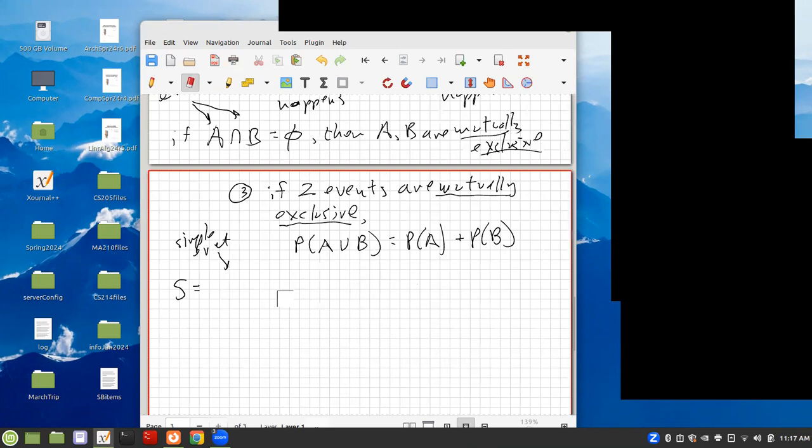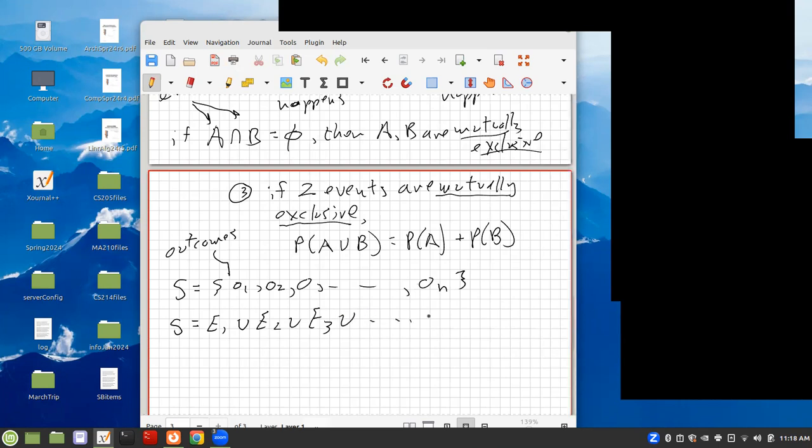Because events are subsets, the sample space is not a set of events. It's outcome one, outcome two, outcome three, up to outcome n. So for the coin, there'd be two. For the dice, there'd be six. For the birthday problem, there'd be 365. So if this is true, then S equals event one union event two union event three, union each of the simple events En. Okay, so it's the union of all the simple events because there's one event in each one.